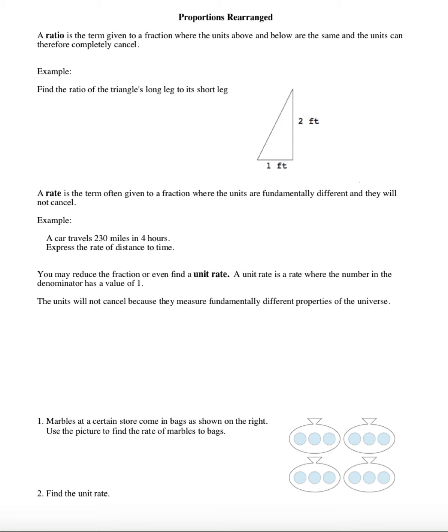Here's an example. Find the ratio of the triangle's long leg to its short leg. So we'll just divide long leg by the short leg. As we can see here, the units will cancel because they are the same. And we would get 2 over 1, or 2 to 1. Could even reduce it to a single number.